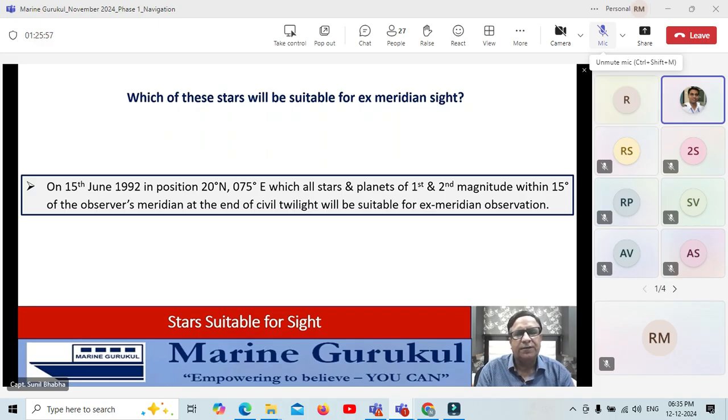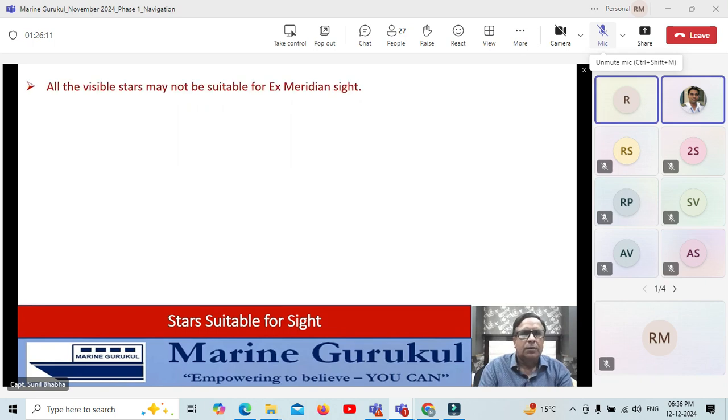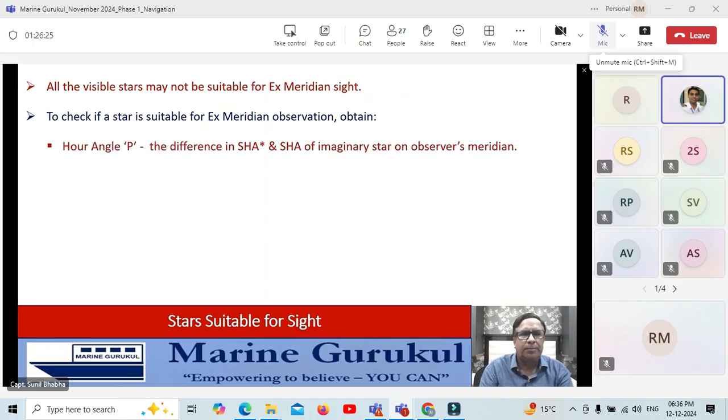I'm sure you can see that the first part of the question is the same as has been solved earlier. It's only that now we have to figure out which of those stars shall be suitable for X meridian observation. We know every visible star or planet need not be suitable for X meridian observation. To check if a star is suitable, we need to obtain R angle P, which is the difference in the SHA of the star or planet in question and the SHA of an imaginary star on the observer's meridian.